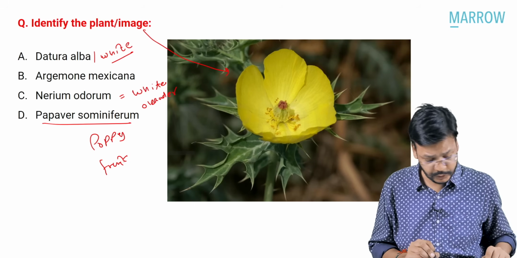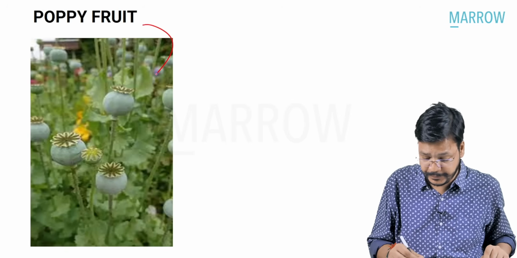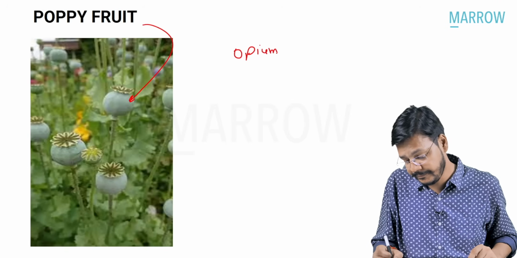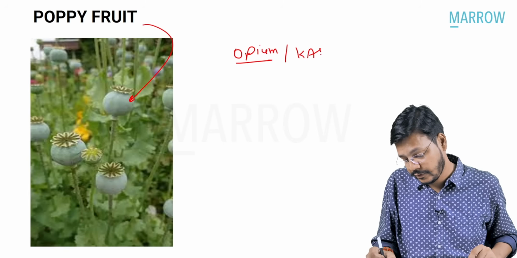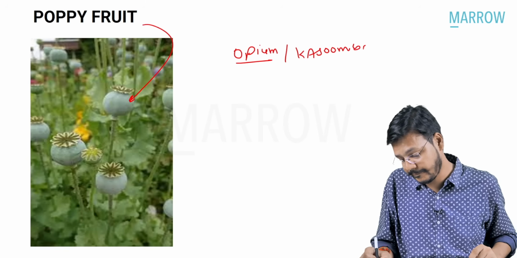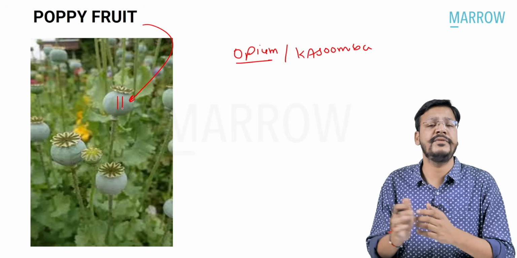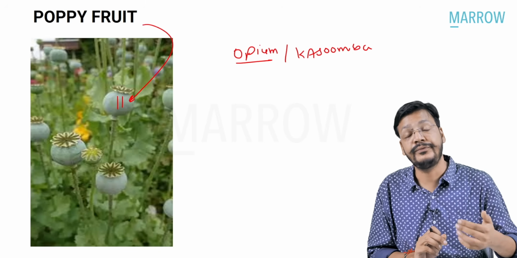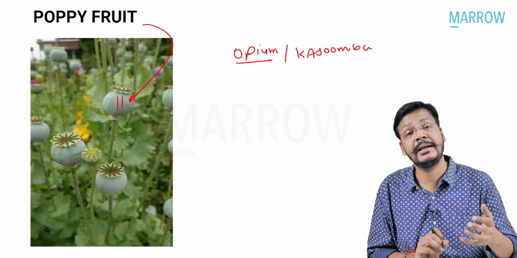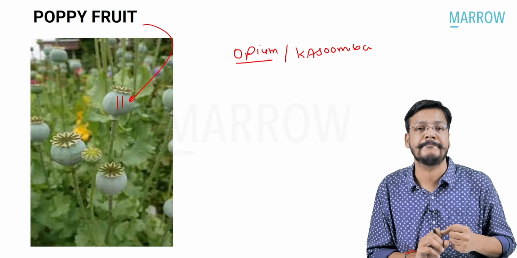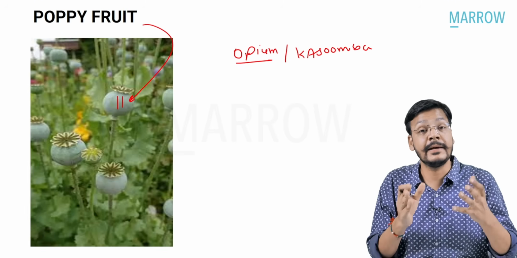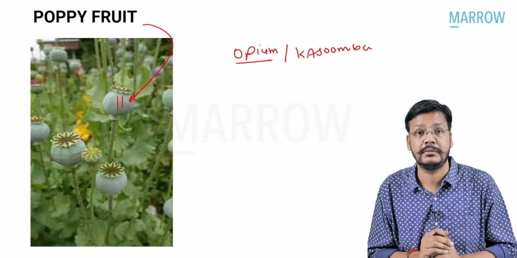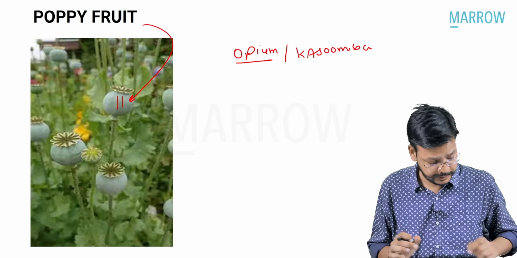I will show you this picture first. This is the poppy fruit. From it we make afim, opium, which is also known as kasumba. We give a vertical incision and we make afim. One product of afim is morphine, used in cancer and as a painkiller. And one semi-synthetic product of morphine is diacetyl morphine. So these are some important products.